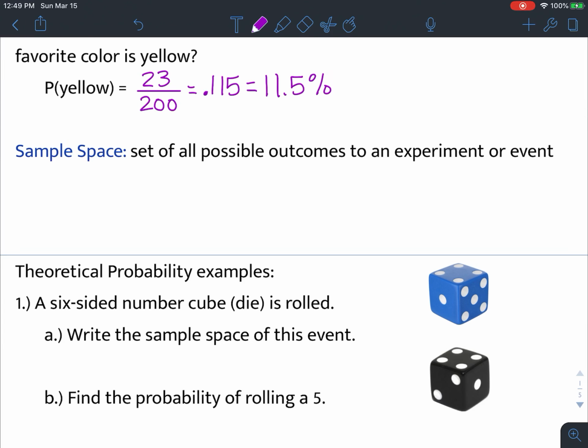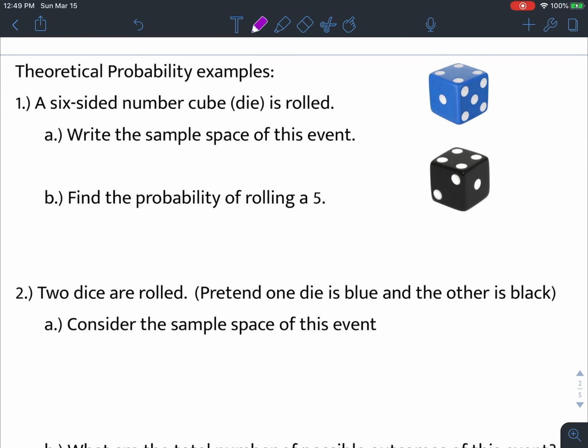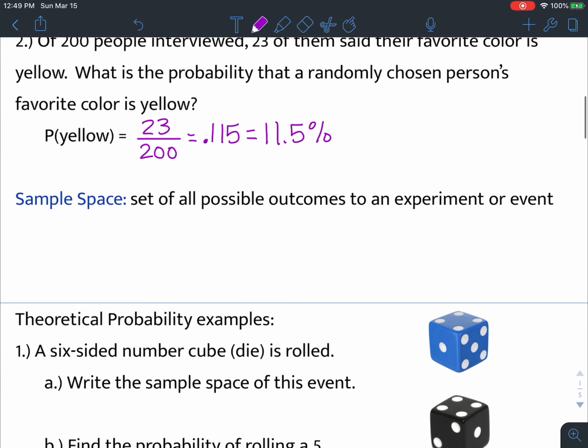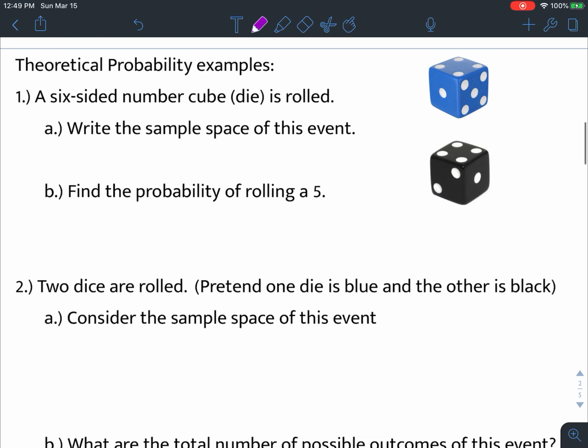The next thing we're going to talk about is sample space. Sample space is the set of all possible outcomes to an experiment or event. And now we're going to talk about theoretical probability. And in that will come some examples of sample space.